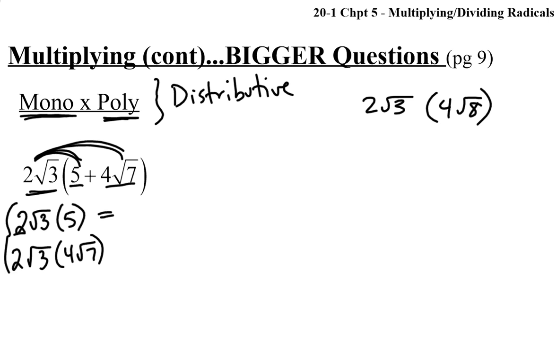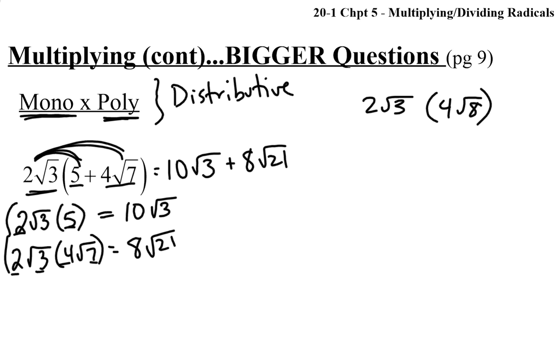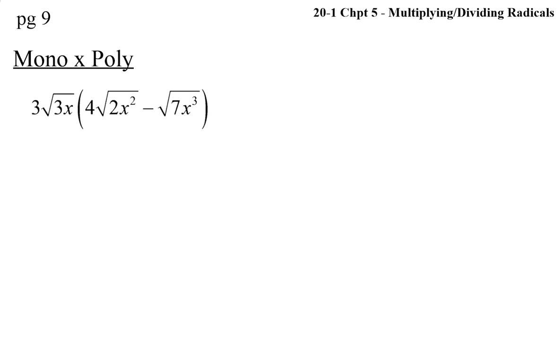But if it helps to show steps, coefficients is 10, root 3 times nothing is root 3. 4 times 2 is 8, 3 times 7 is 21. So we end up with 10 root 3 plus 8 root 21. No simplifying there. Neither of those can be made smaller. So we get 10 root 3 plus 8 root 21 because the distributive property can occur with radical values.